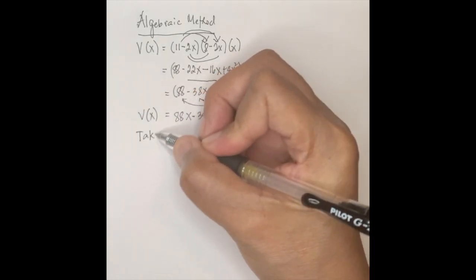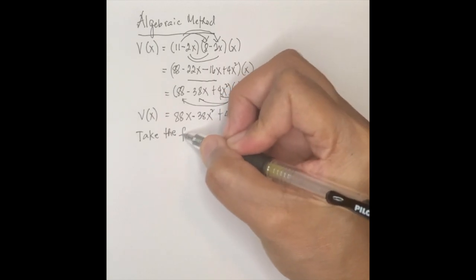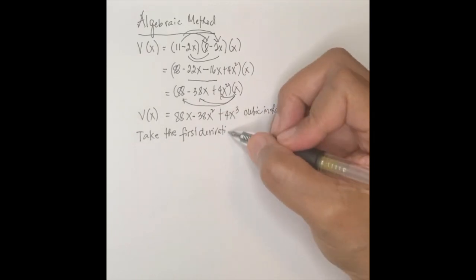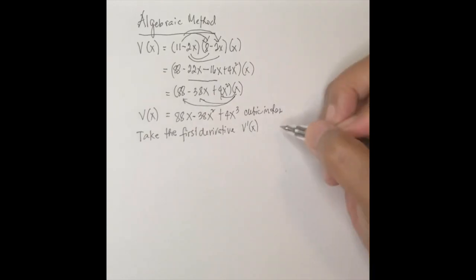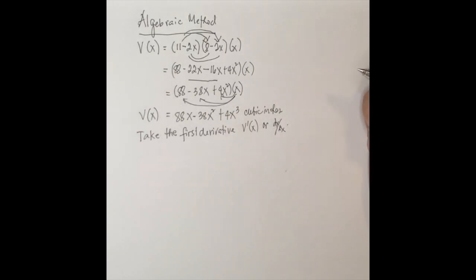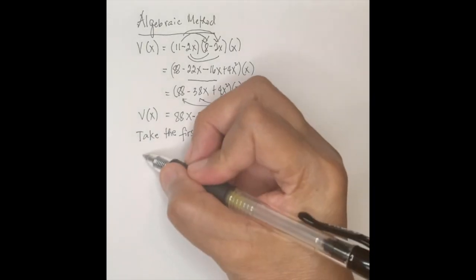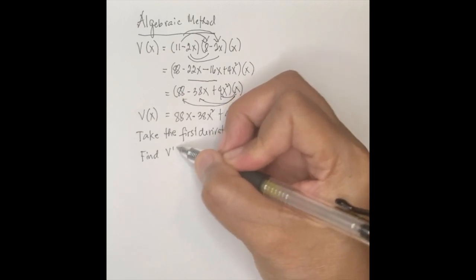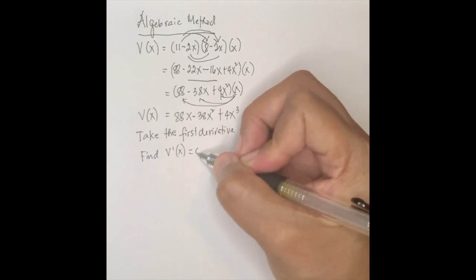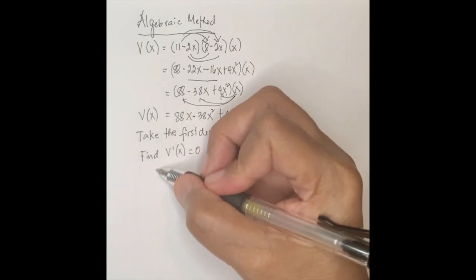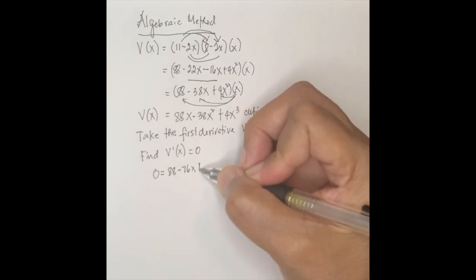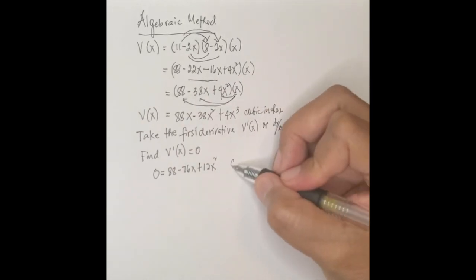Now let's take the derivative of V of x and equate it to 0, since the instantaneous rate of change at a specific point is the same as the tangent line slope. The resulting function is a quadratic equation.